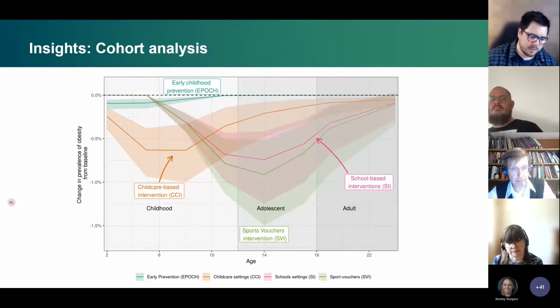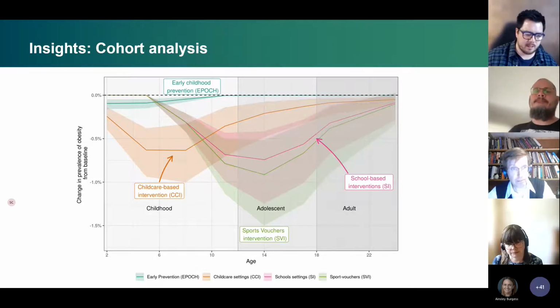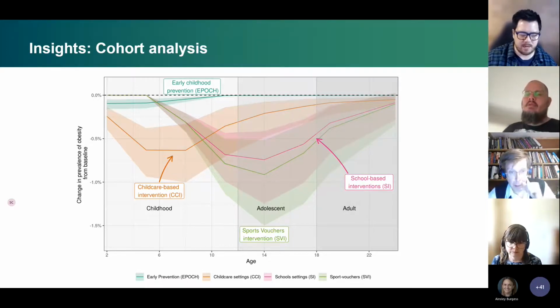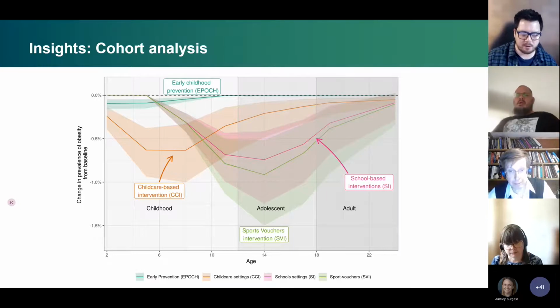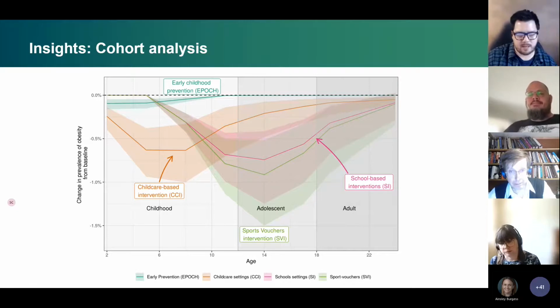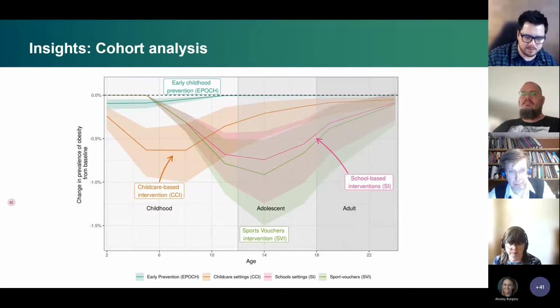Another way that I find quite interesting to analyze the data is to look at cohorts and how cohorts change over time. This lets us tell a rich story about someone's path going through childhood, adolescence, and into adulthood. Here we look at the four interventions specifically, ones that are focused on delivering programs to children, and then ones that are more focused on adolescents.